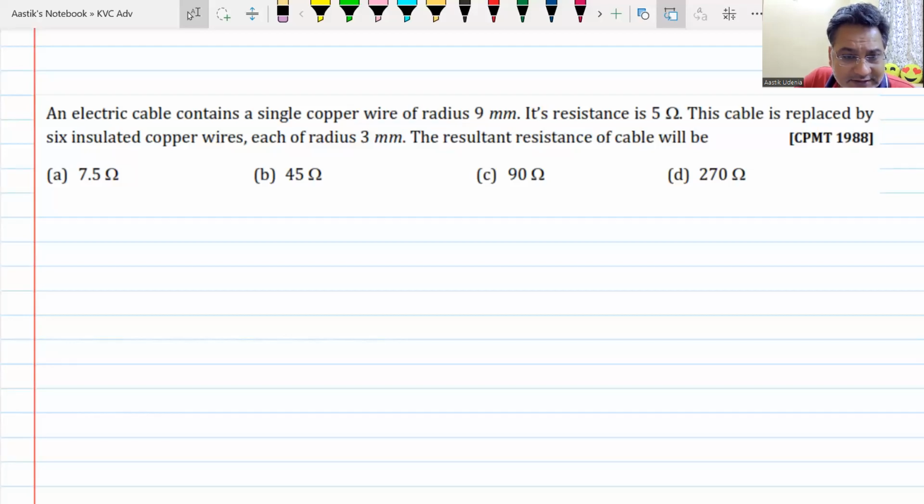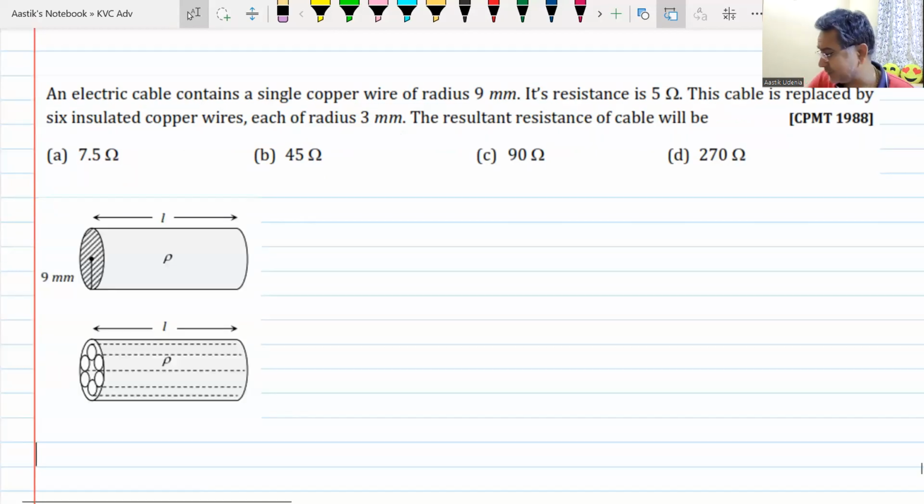And the answer is option A. So basically what you have to understand here is that one cable has been replaced by 6 different cables. Do we understand this? Now these 6 different cables across these points, are they connected in parallel or in series? They are connected in parallel. Yes or no?